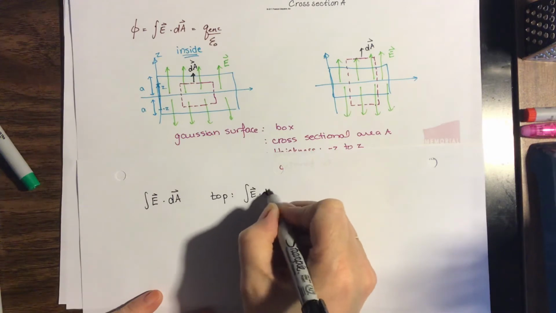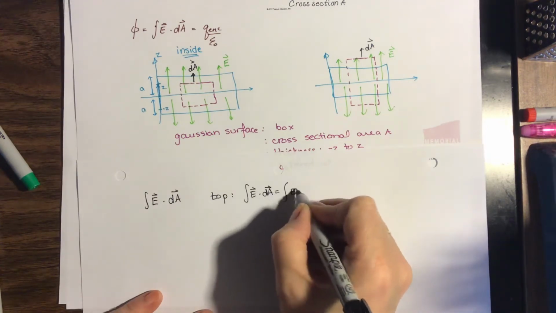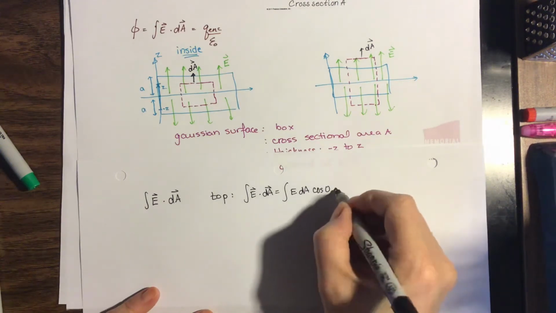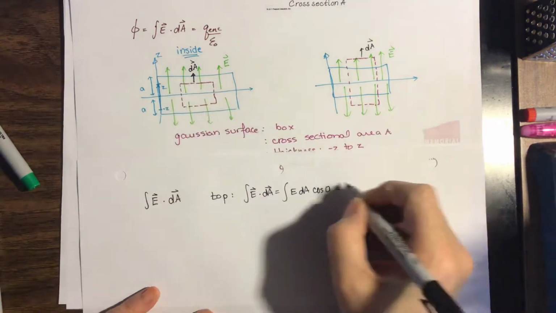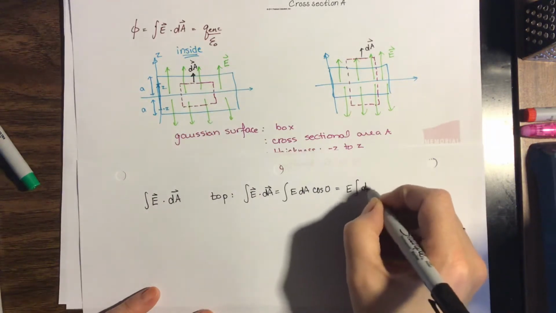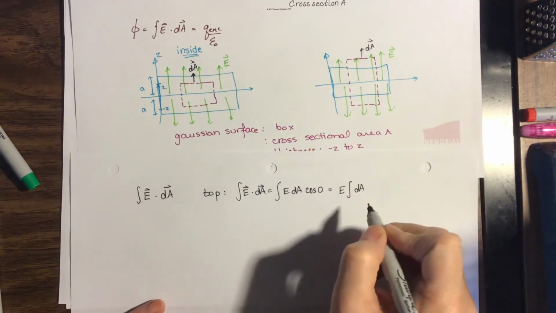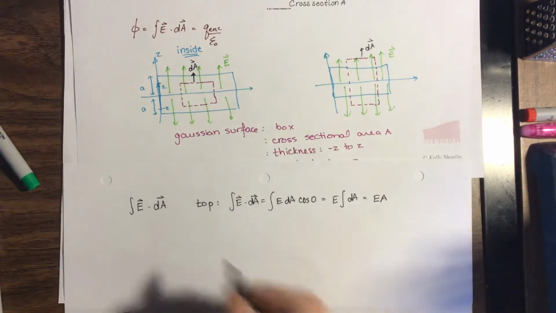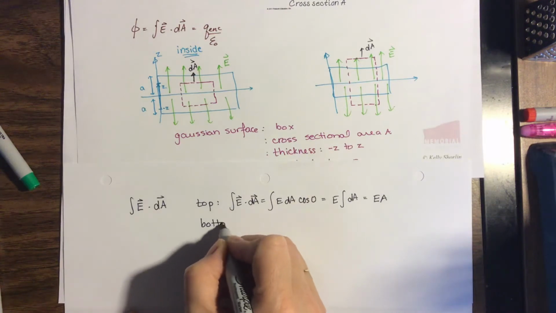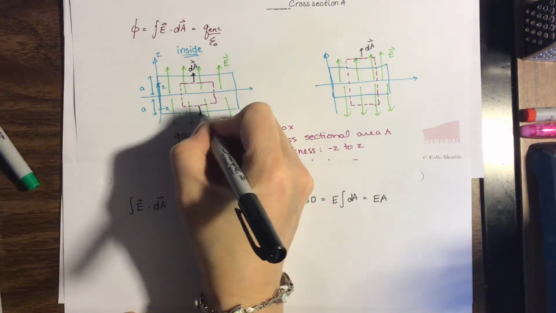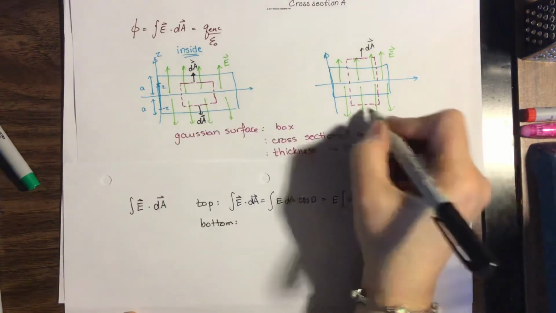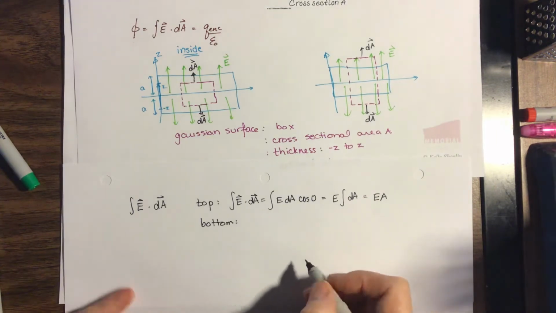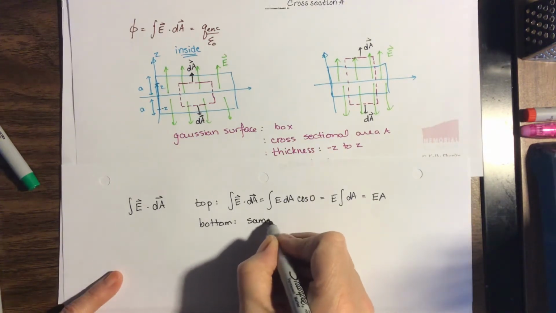The integral of E dot dA is the magnitude of E times the magnitude of dA times the cosine of the angle between them, which is 0. E is constant when we're a constant distance away. So we have E outside the integral of dA times the cosine of 0, which is just 1. The integral of dA is A. Okay, bottom face of our Gaussian surface. There our dA points straight down, and straight down regardless of whether we're inside or outside. So the bottom is the same as the top.